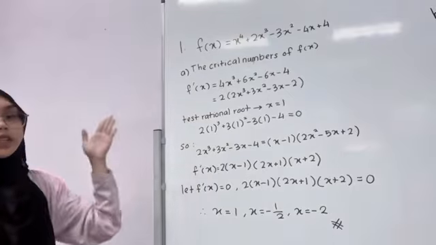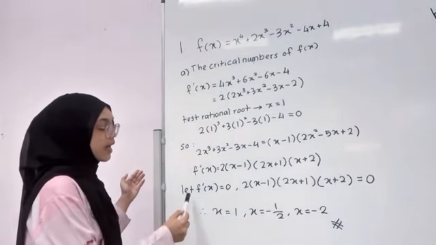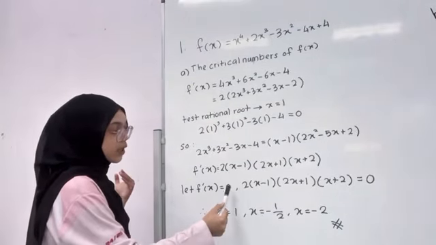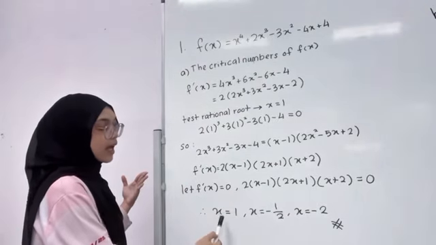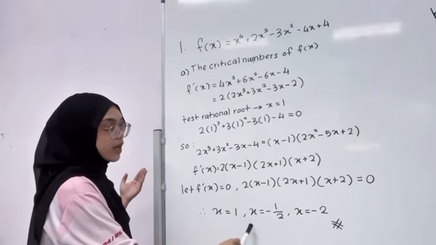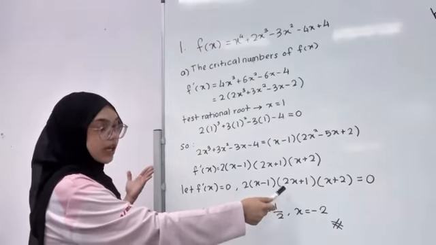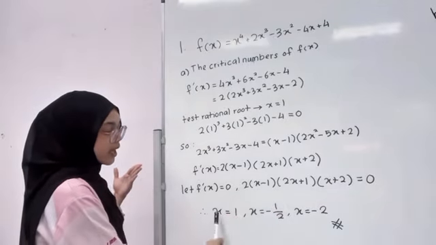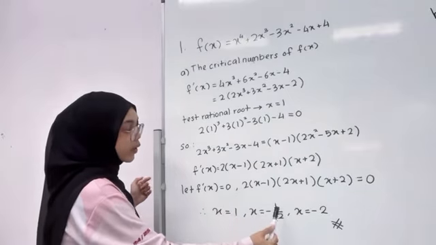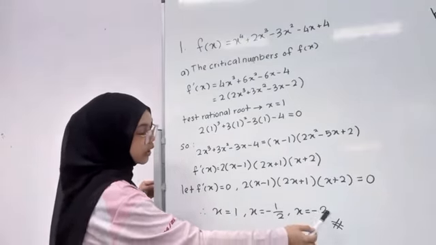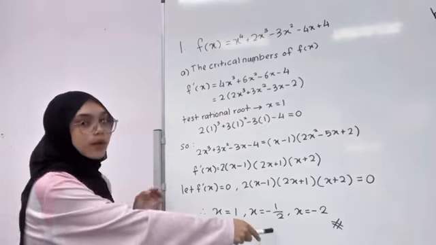To find the critical numbers, we have to let f'(x) equal to 0. Then we will get the x values for this equation. We get x equal to 1, x equal to negative 1 over 2, and x equal to negative 2. So these are the critical numbers of f(x).